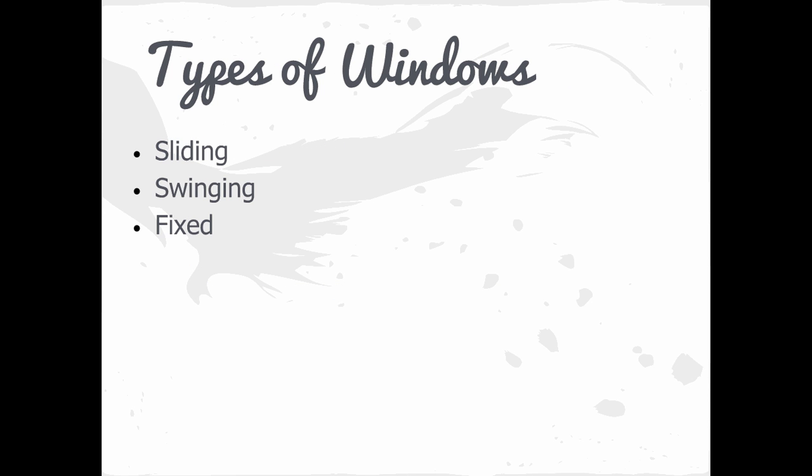There are three kinds of windows. We have categorized them as sliding, swinging, and then just fixed. Sliding ones are the ones that slide back and forth like a sliding door. Swinging are the ones that you can swing open, either inside your home or out on the outside of your home. And then fixed, they don't open or close at all.